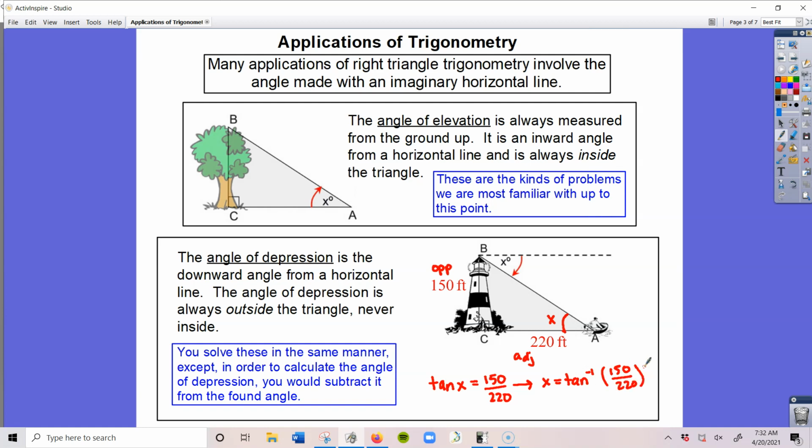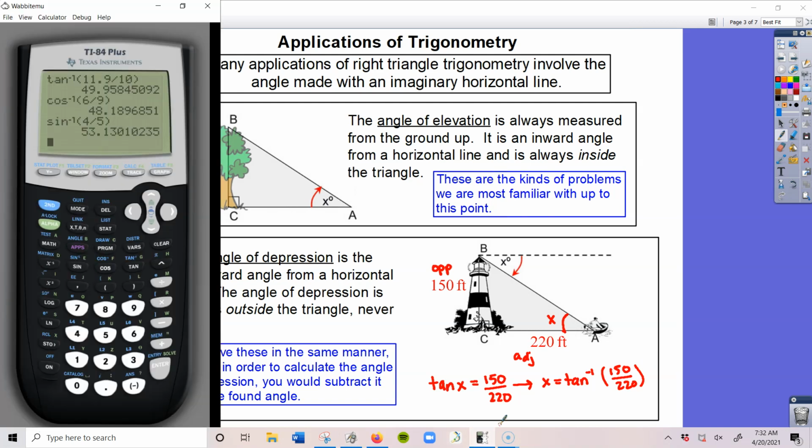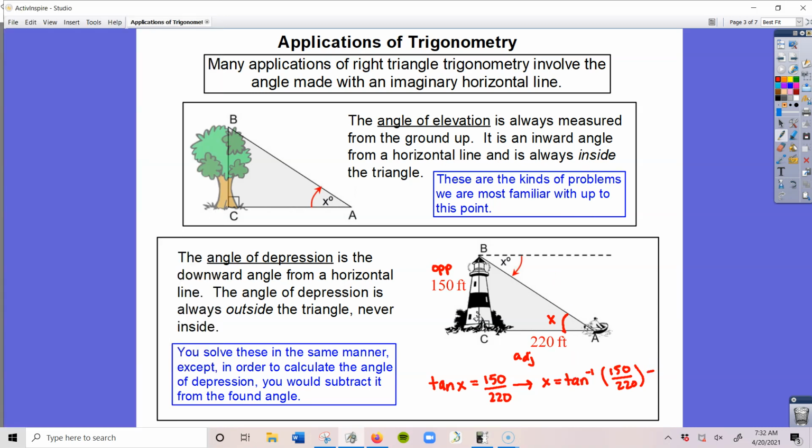So we would put this into our calculator. Second tangent 150 over 220. And we get 34.28, so approximately 34 degrees. So that's one way of being able to solve this problem. You can also solve this in another manner. Let's say you do not choose to use the relationship of the parallel lines and the transversal, and you're just going to work with this.